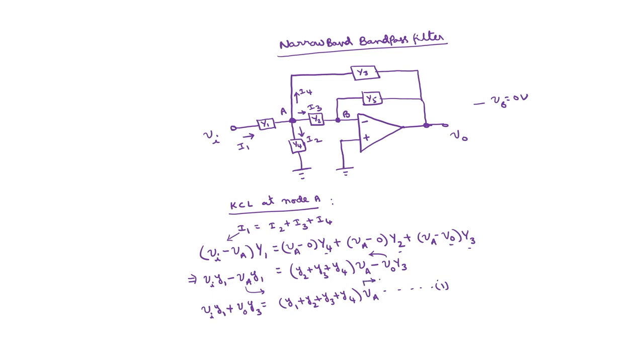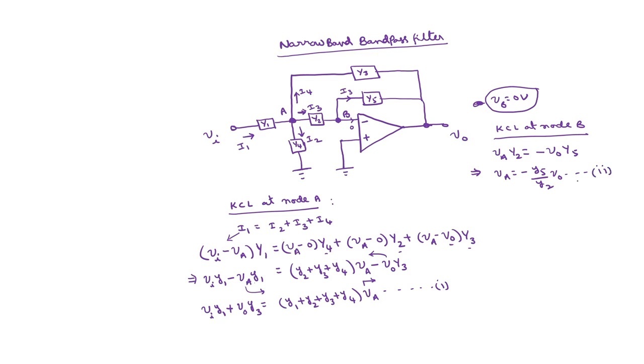So I have to express this Va in terms of V0. For that, I will consider the KCL at node B. This I3 is entering node B and here the current is 0. So the same I3 will flow through the Y5 also. So I3 in terms of Va, Vb, Va minus Vb is 0, so Va into Y2 is equal to 0 minus V0 into Y5. This implies Va is minus Y5 by Y2 times V0. Now we will substitute 2 in 1, so that we can express Va in terms of V0 and derive the transfer function.